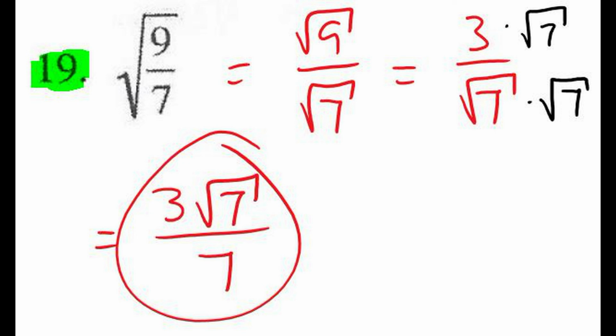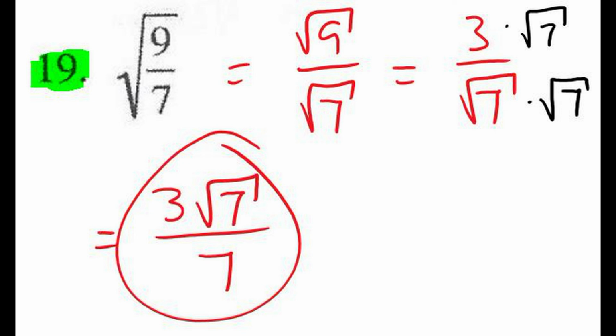So for this one, I have the square root of 9/7. Well, what you can do here is take the square root of the top and the square root of the bottom separately, which is nice. Okay, the top will turn into just a 3, and the bottom is root 7. Root 7, you could get a decimal, but we're not going to deal with that, so we're just going to call it root 7.